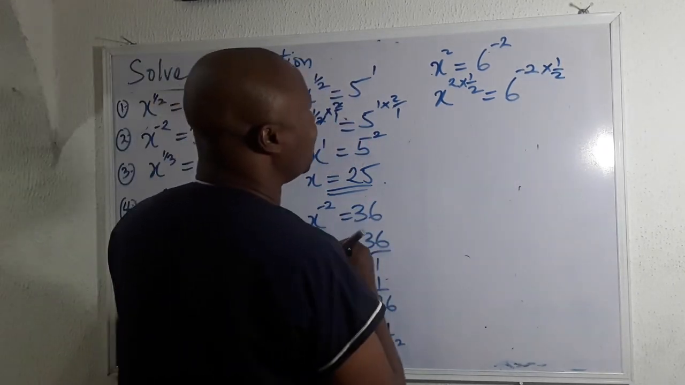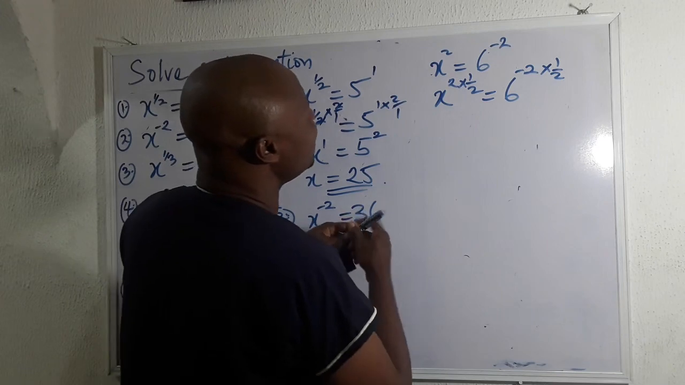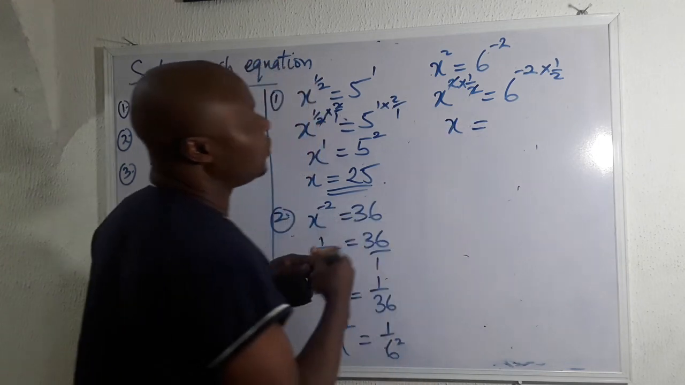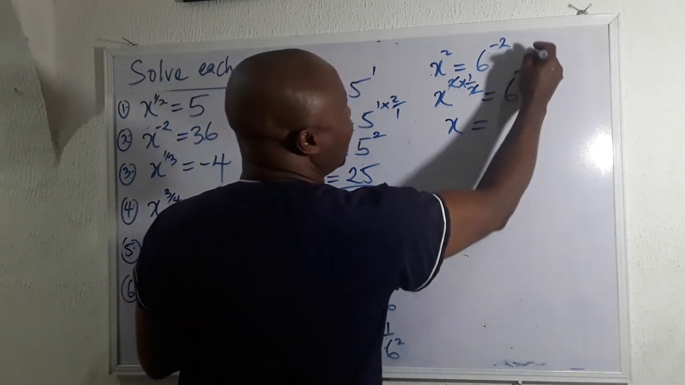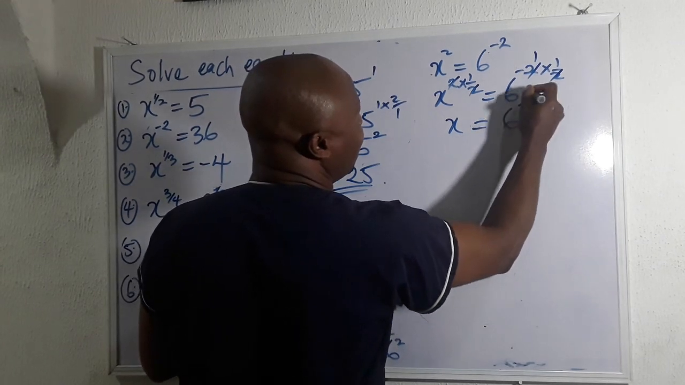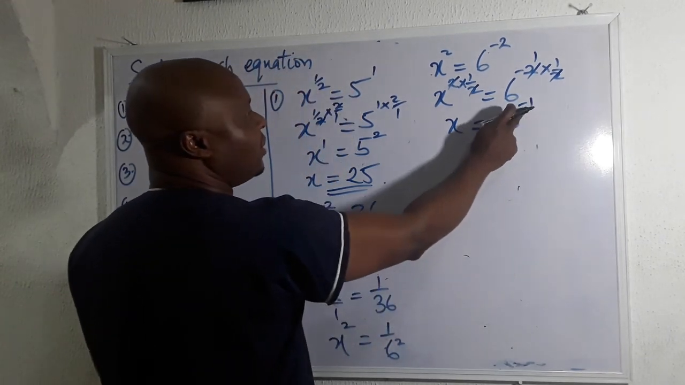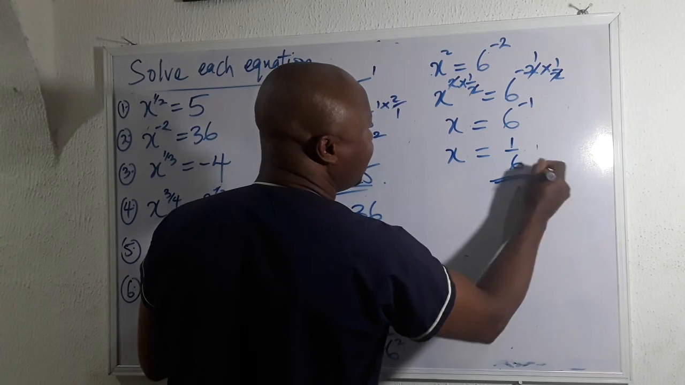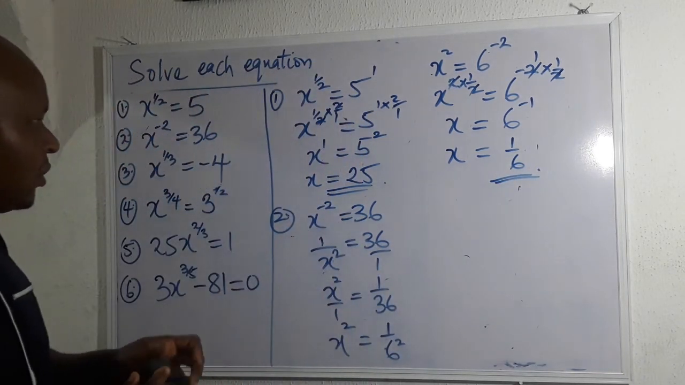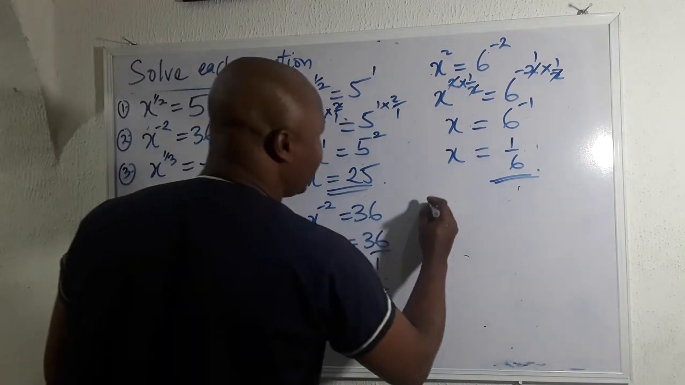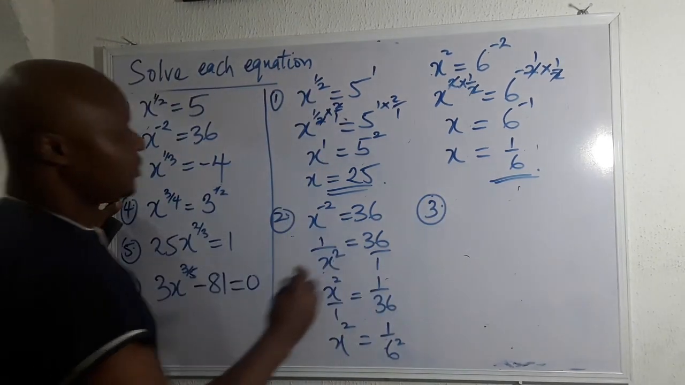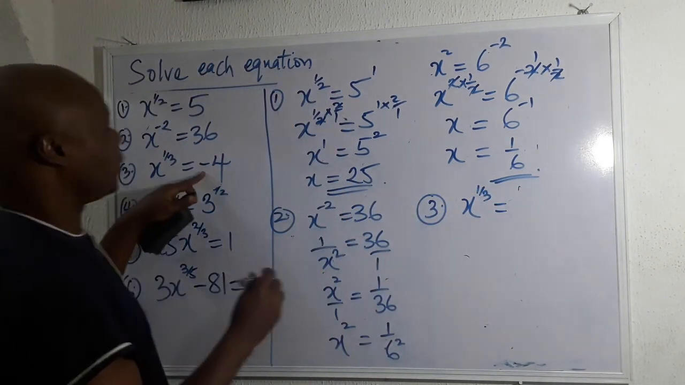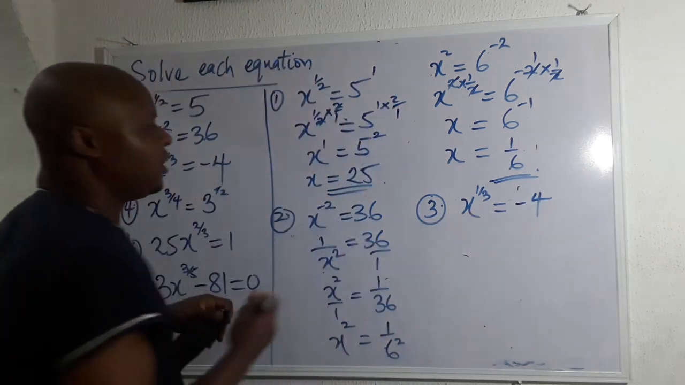So that will give us, this cancels this, so we have x is equal to, this cancels this, we have 1, so that will be 6 raised to power minus 1. So of course negative index again inverts the base, therefore x will be equal to 1 over 6. So that is for that. Now question number 3 very quickly is saying that x raised to power 1 over 3 is equal to minus 4. What will be the value of x?